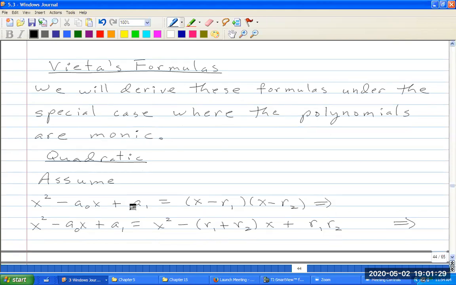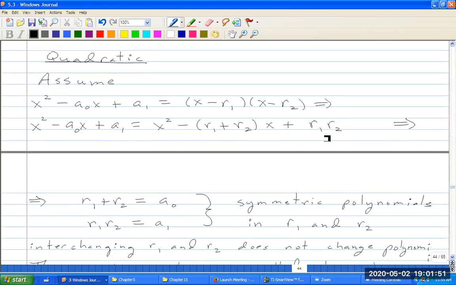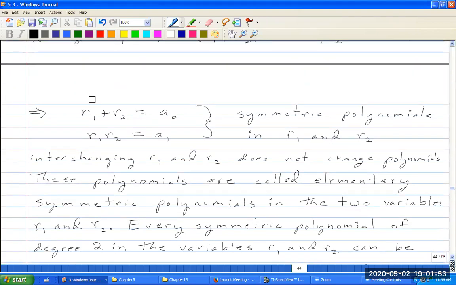Well, if I multiply this out, I just get x squared minus r1 x minus r2 x. Factor out the minus x. So I get minus (r1 plus r2) x. Minus r1 times minus r2 is plus r1 r2. So I get that r1 plus r2 is equal to a0, and r1 times r2 is a sub 1.